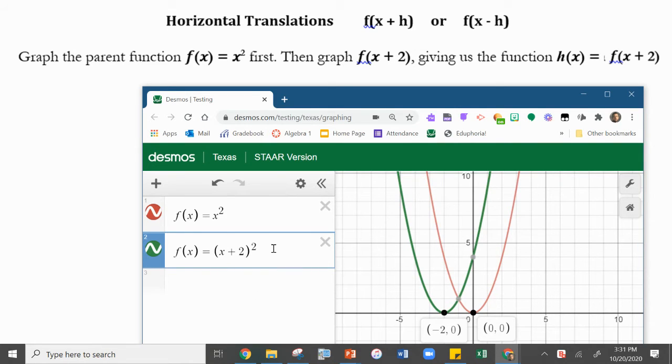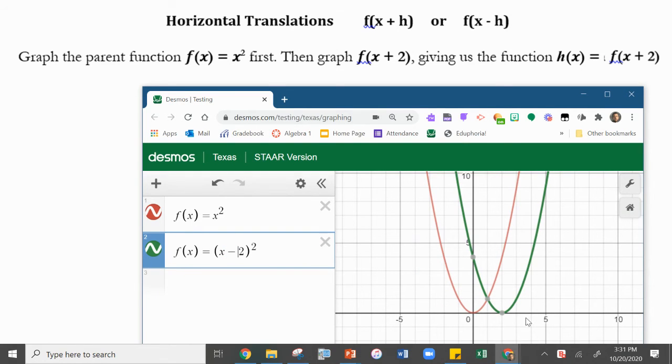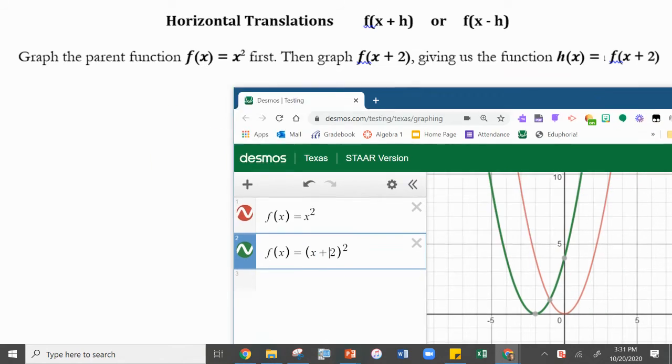Now remember, we've talked all year long about things in parentheses tend to do the opposite. So since this is a positive 2, it's moving to the left 2. It's going the opposite direction you would think. So in these horizontal translations, if it's a positive h, it's going to go left. If it's a negative h, it will go right. Just like right here, if I put in x minus 2 squared, you can see it shifted to the right. Okay? All right.